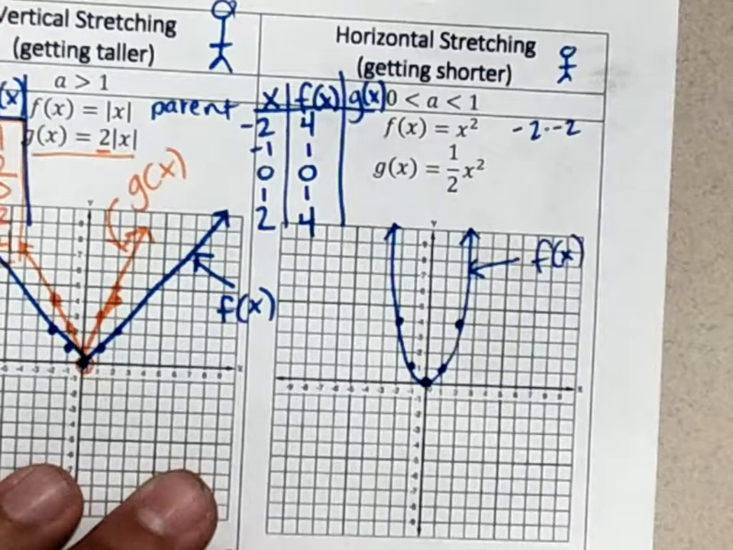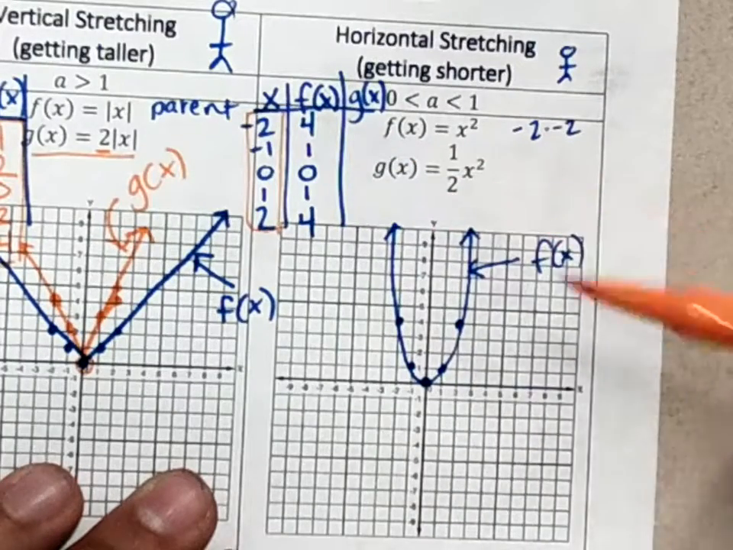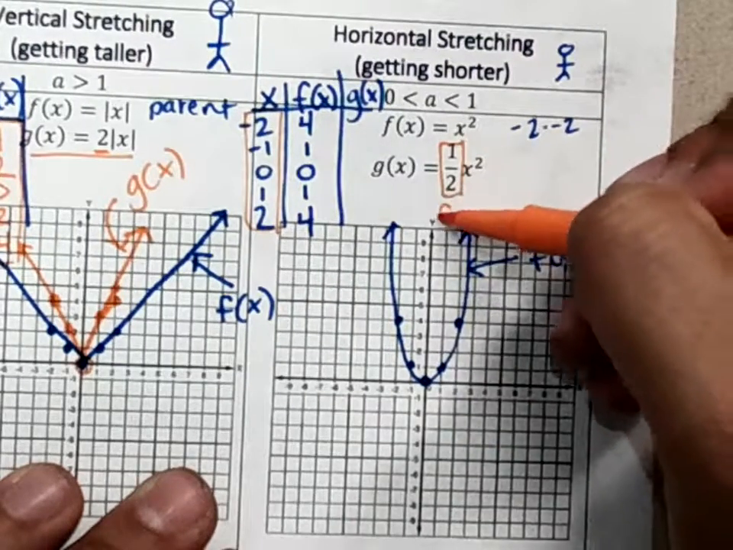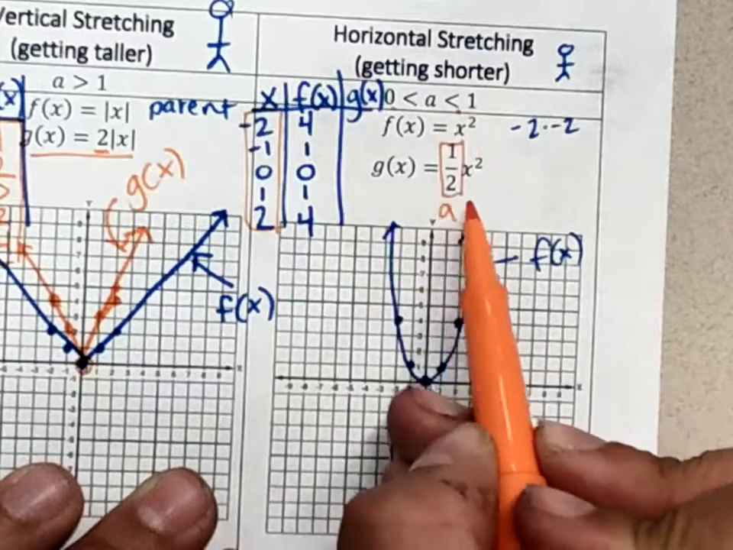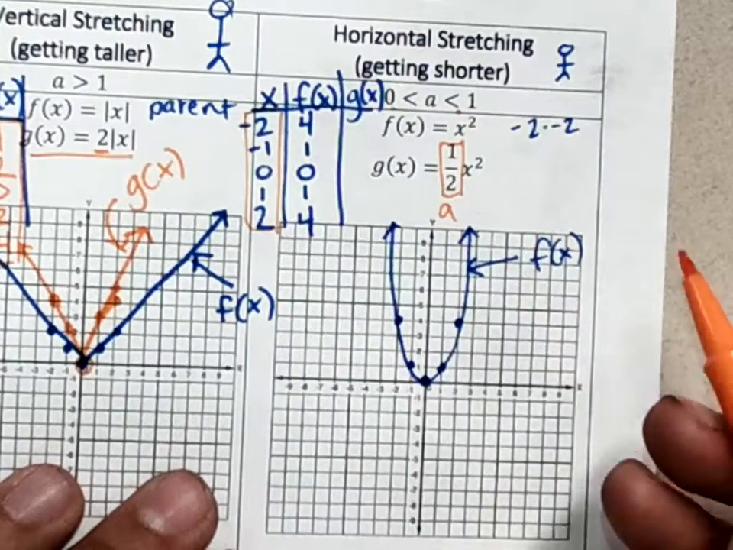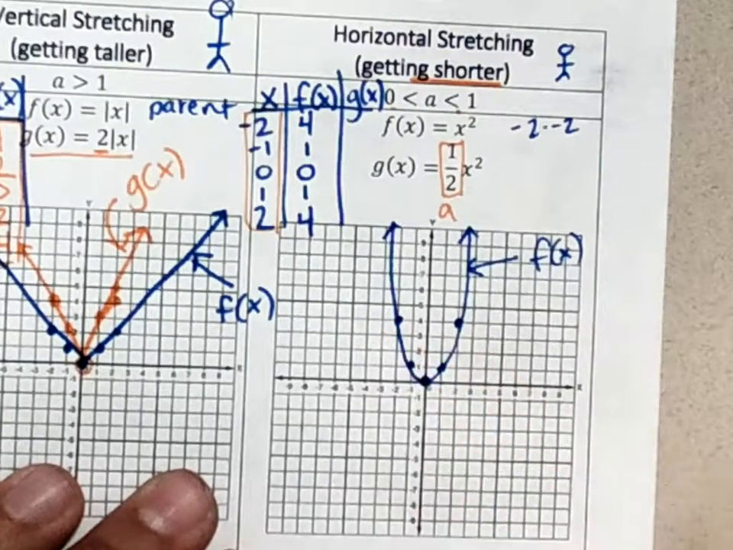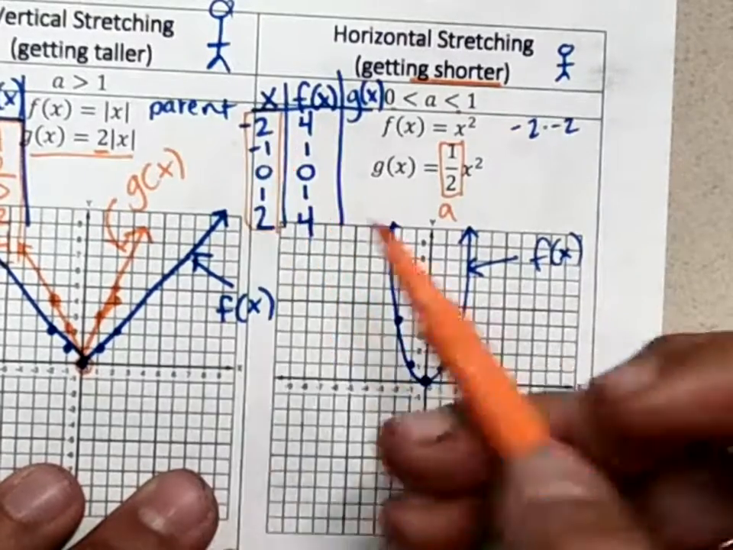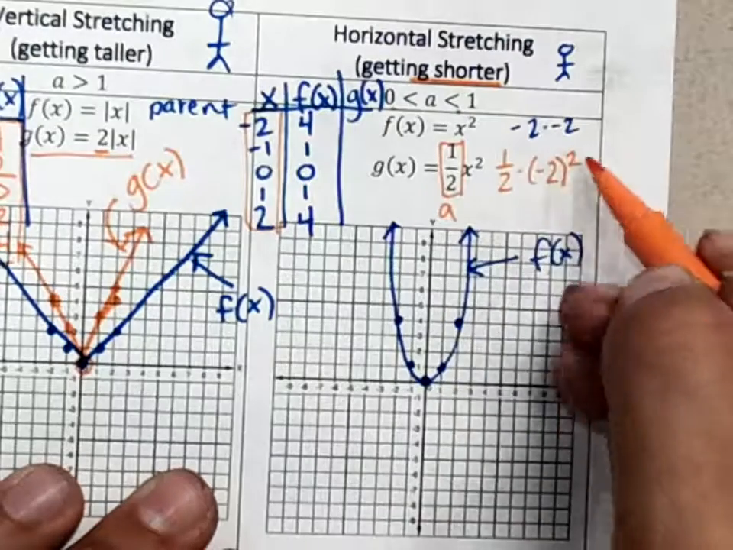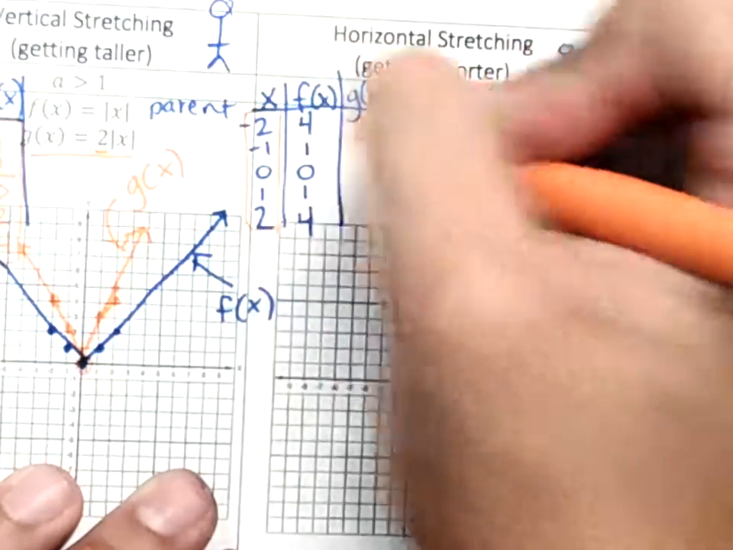Now we're going to use the same x values that we used for our parent function, but we're going to plug them into our g of x equation this time. In this case, we have an a value that is between 0 and 1. 1/2 is halfway between 0 and 1. This means that our function should get shorter or come below our parent function. So when we plug in -2, we have 1/2 times -2 squared, which is 4. 4 times 1/2 is just 2.